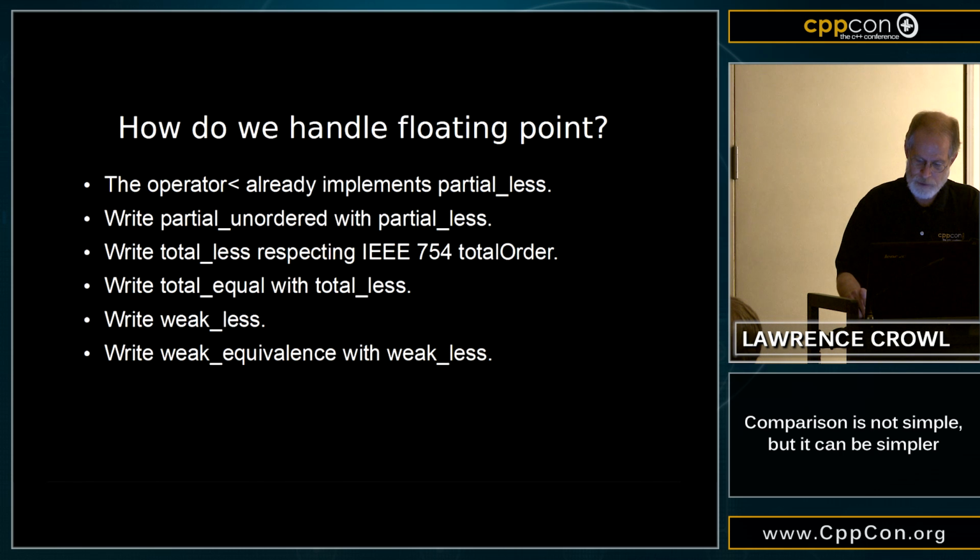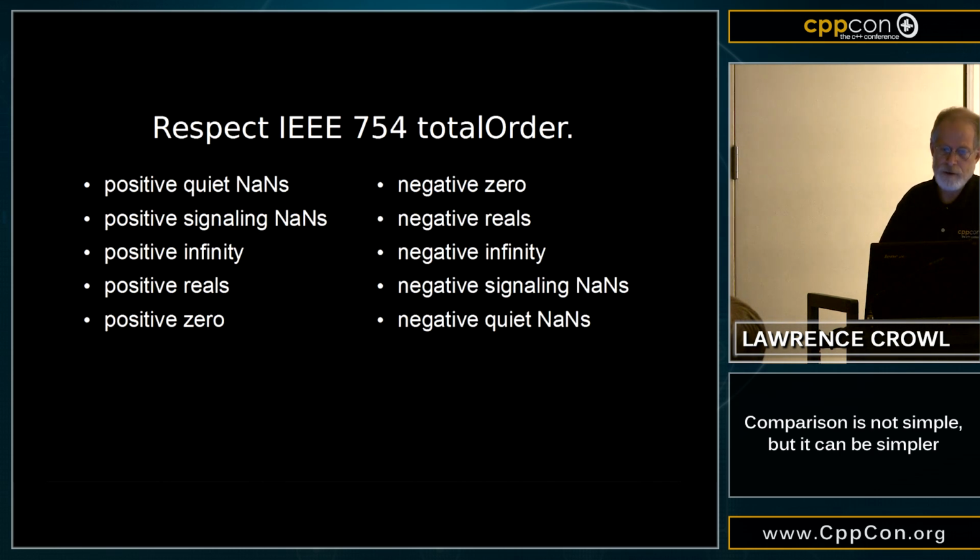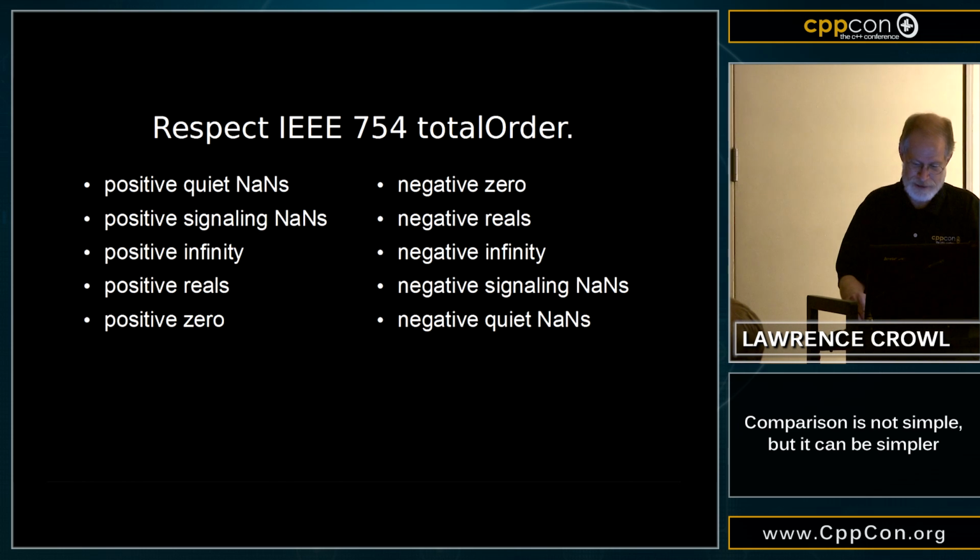Let's go into that in a little more detail. The IEEE total order puts all of its values in this order, starting with positive quiet NaNs to positive signaling NaNs, all the way down to negative quiet NaNs. Every bit pattern is distinct because there exists some operation that will give different results on different bit patterns. Okay? Now, sadly, the order up here is not the same as any integer type you're likely to use. So you can't just cast to int and compare. I wish it were so.